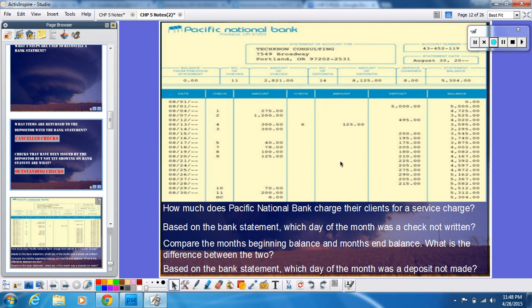So right up here you have a service charge. It says, hey, we're going to charge you $8 a month. And then also down here you have an SC, which stands for service charge, meaning, yep, $8 a month. So the service charge for this bank is going to be $8.